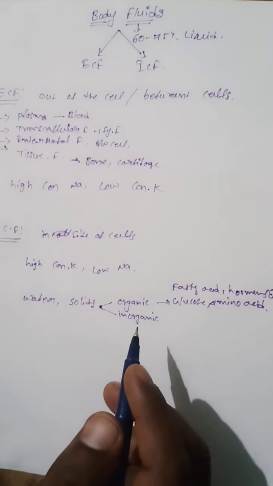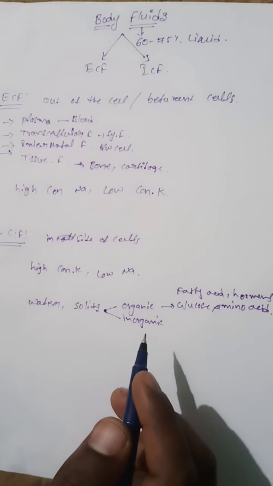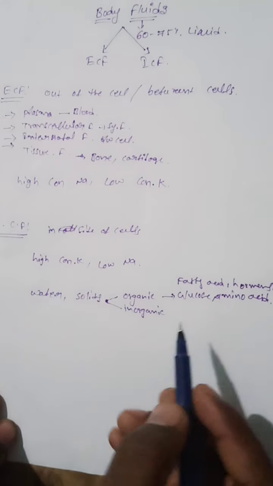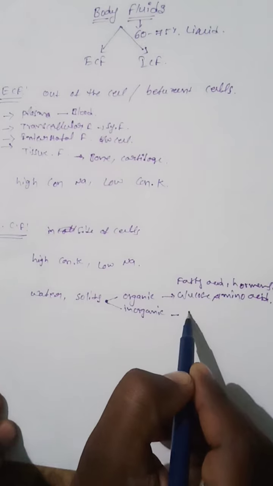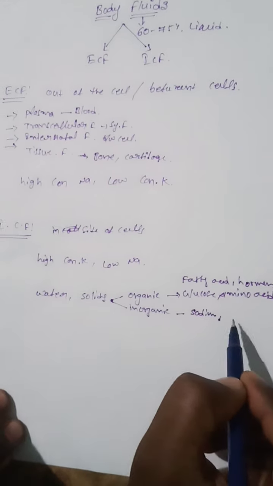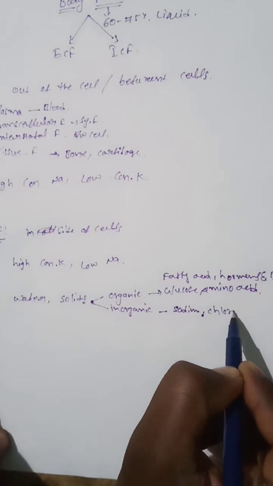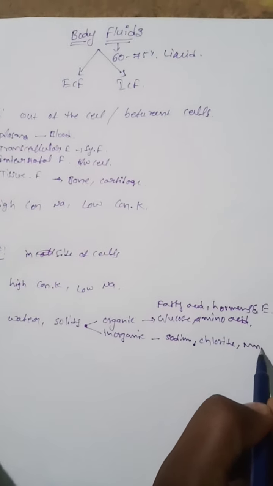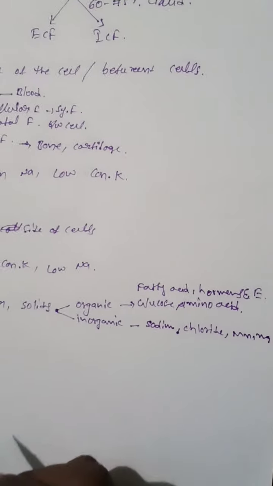So what are the inorganic substances? The inorganic substances are sodium and chlorides, then the next ones, manganese, magnesium, and so on.